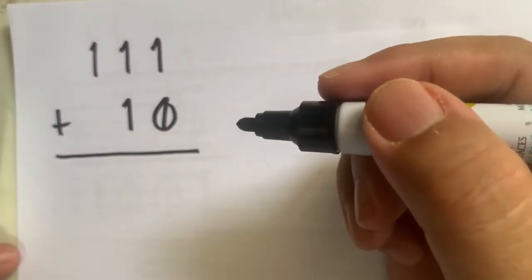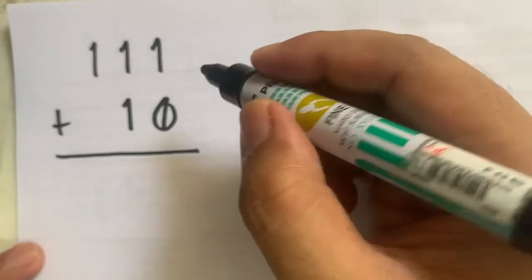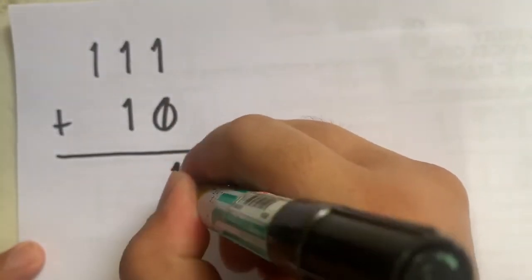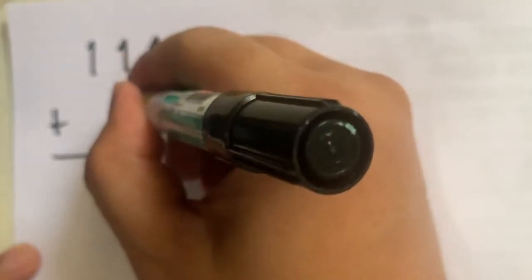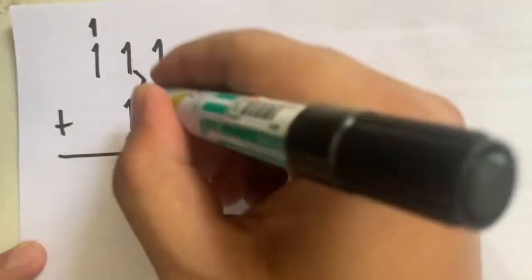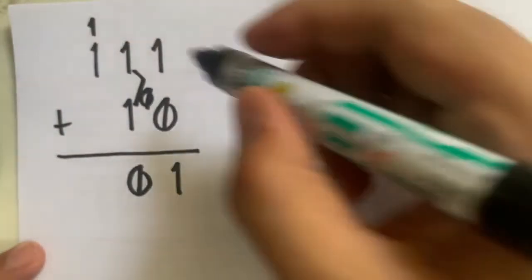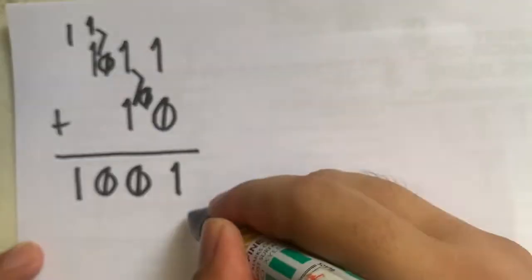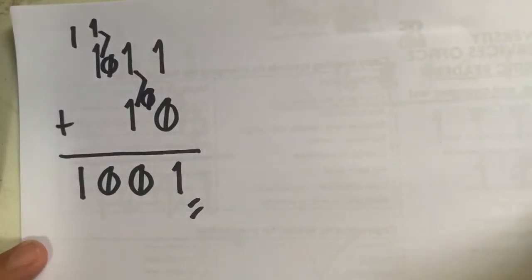Another example, say you are given 111 plus 10. How are we going to add this binary number? Again, we start operating at the right. We have 1 plus 0 is 1. 1 plus 1, that is one pair, so that is 0, carry 1. Then we bring down 0. 1 plus 1 is another pair, so we have 1 plus 1 is 0, carry 1. Again, we bring down 0, and then we bring down 1. So the answer is 1001.